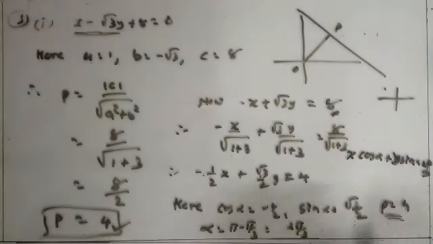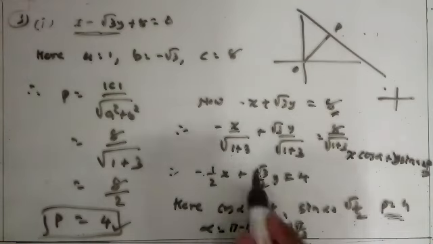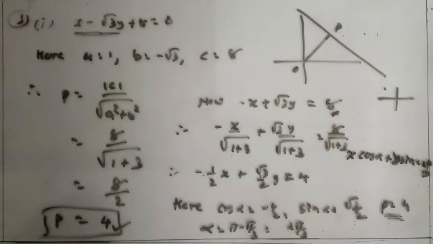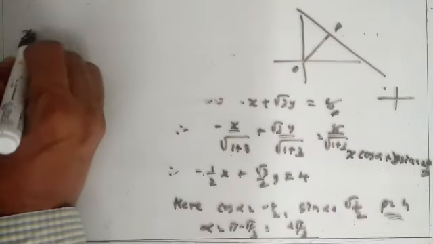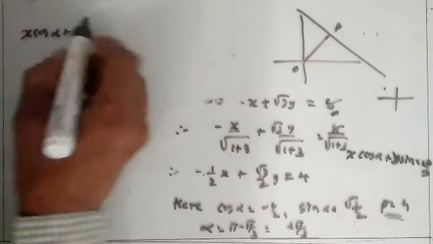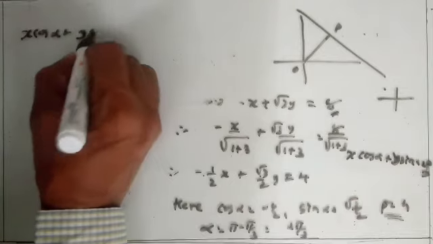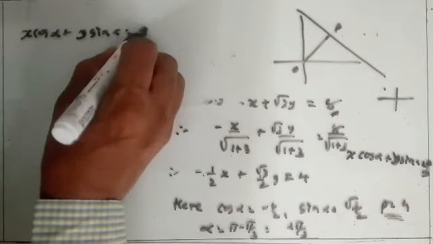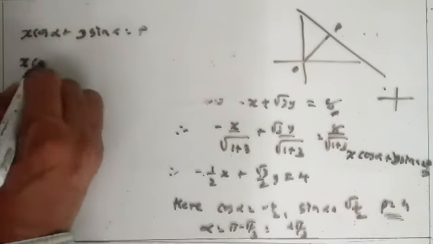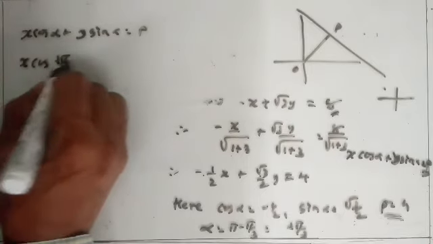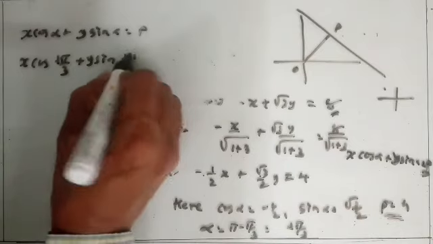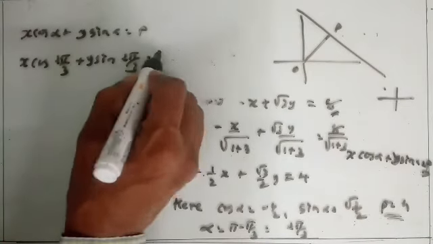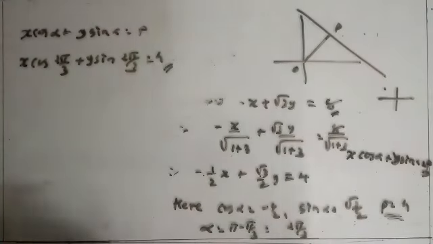Now using p and alpha in this formula, x cos alpha plus y sin alpha is equal to p, we get the normal form of line: x cos 2 pi by 3 plus y sin 2 pi by 3 is equal to 4. This becomes the normal form of the equation of a line. Clear?